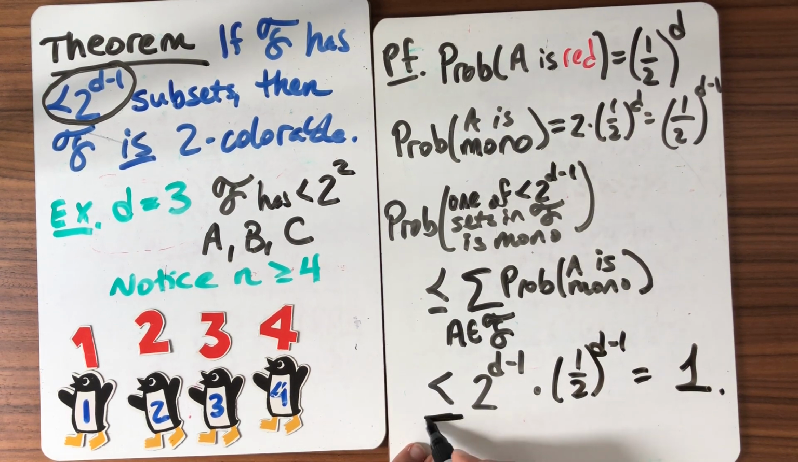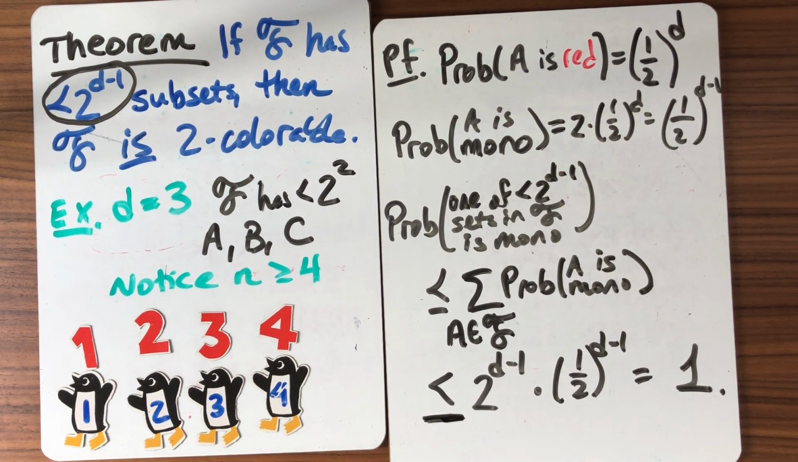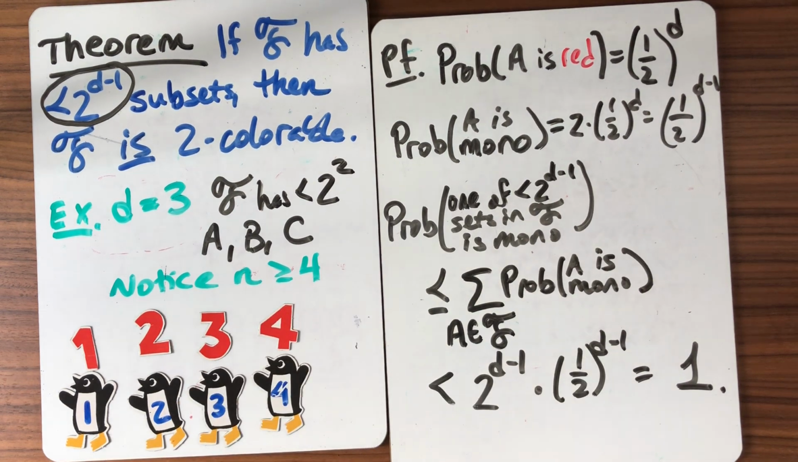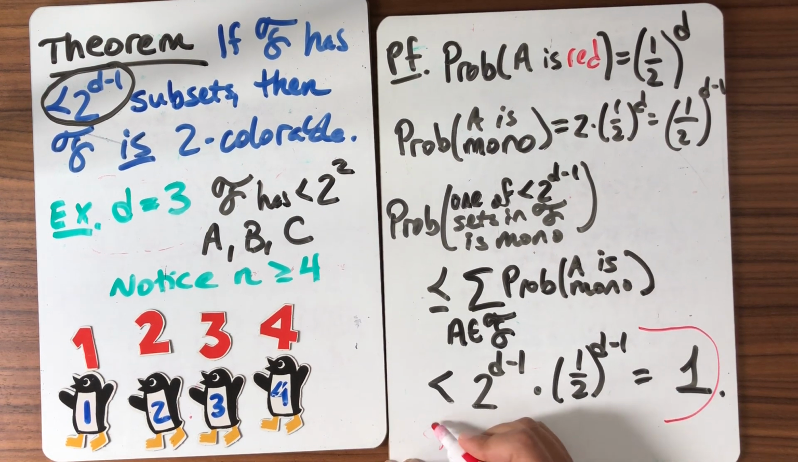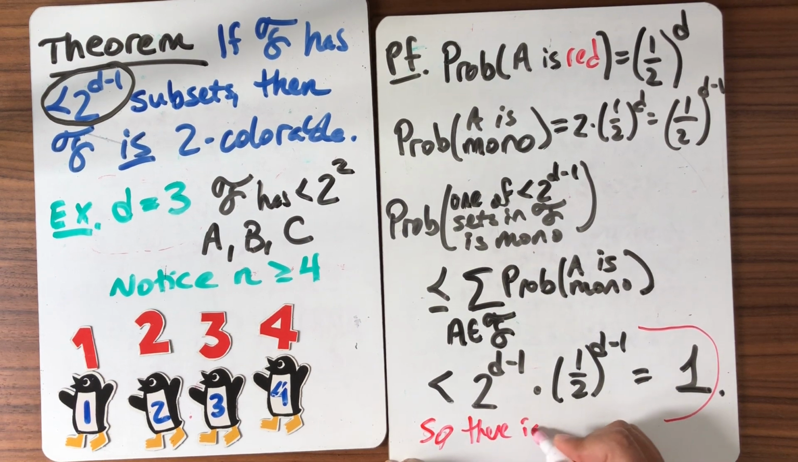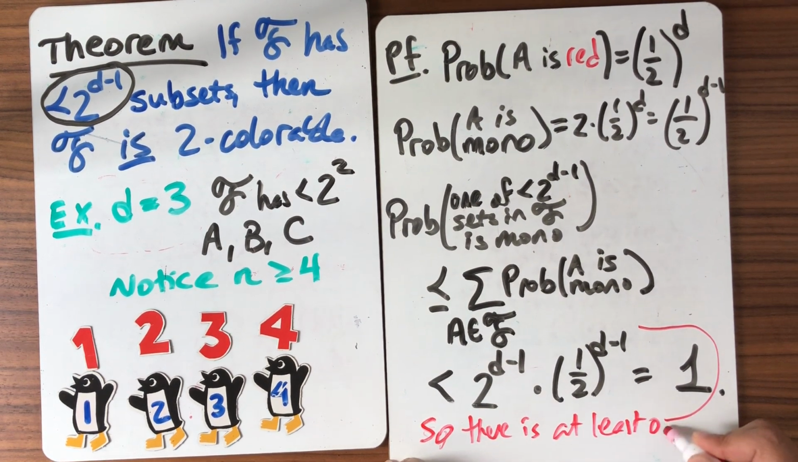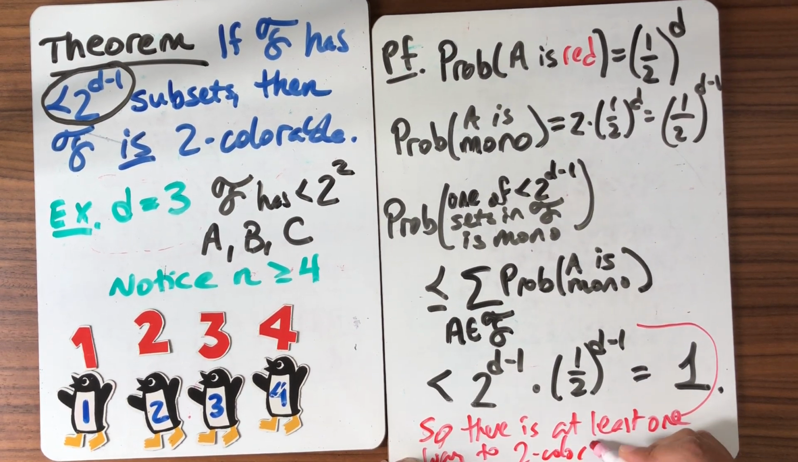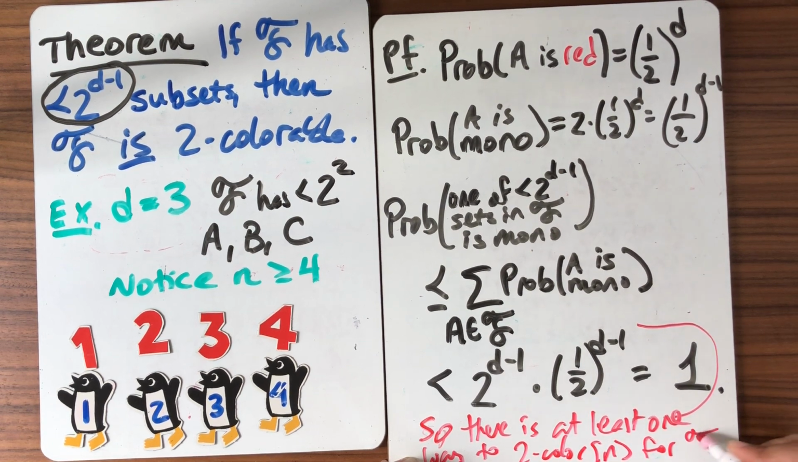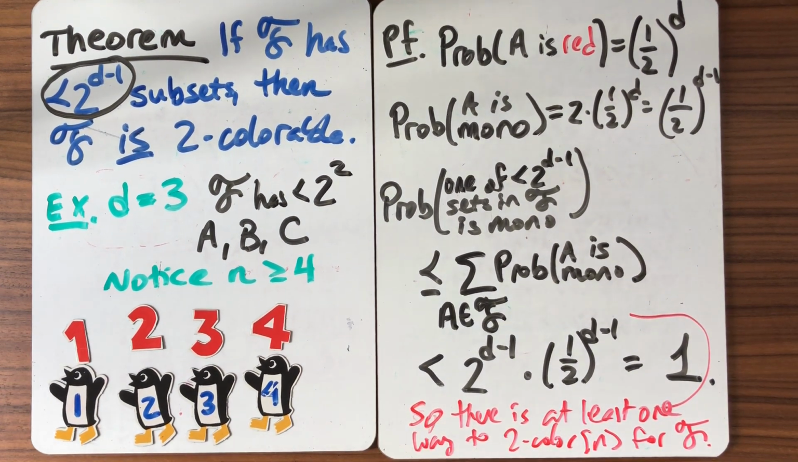So because the probability is strictly less than 1, I know, oh, now it looks like less than or equal to. Because the probability is strictly less than 1, that means that there is some way to do it. So there is at least one way to two-color N for F. So there's at least one way to color the numbers 1 up to N with red and blue so that F has no monochromatic set.